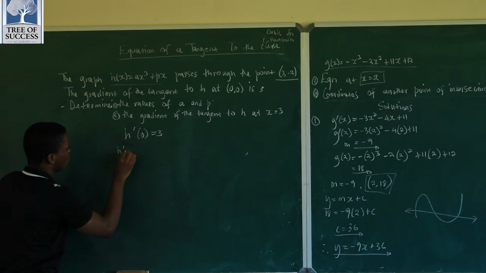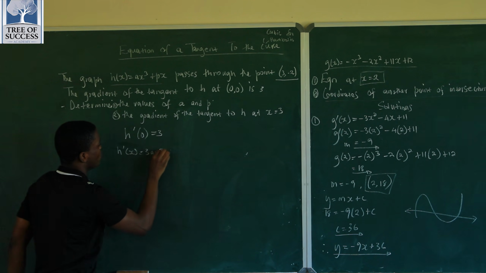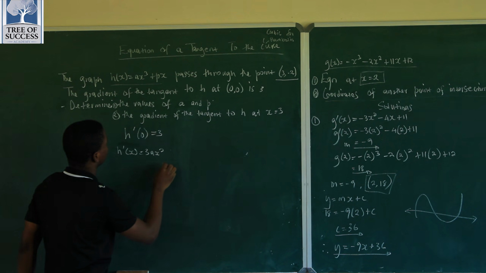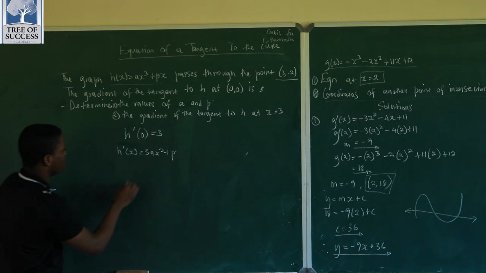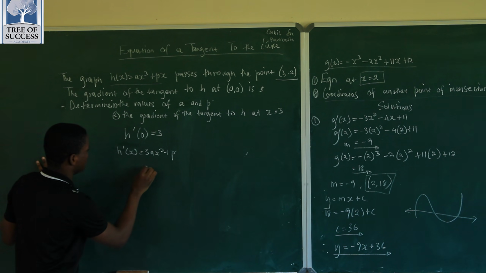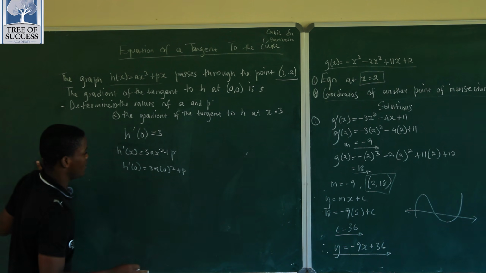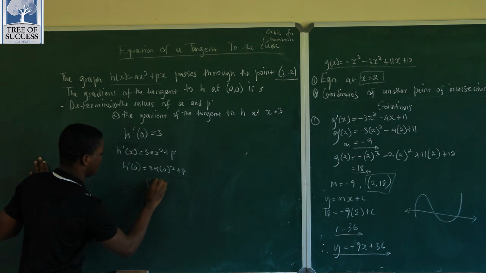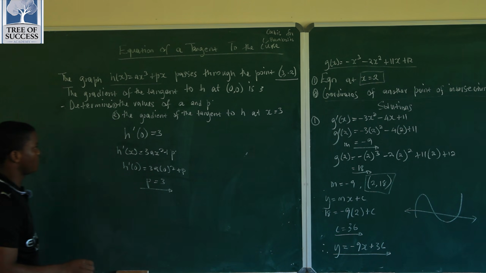Alright, so let us derive here. h prime of x is 3ax squared, yes, plus p, right? Plus p. Okay, so now let us substitute by 0. h prime at 0 will be 3a times 0 squared plus p, right? This means that p is just equal to 3, because this is 0, right?